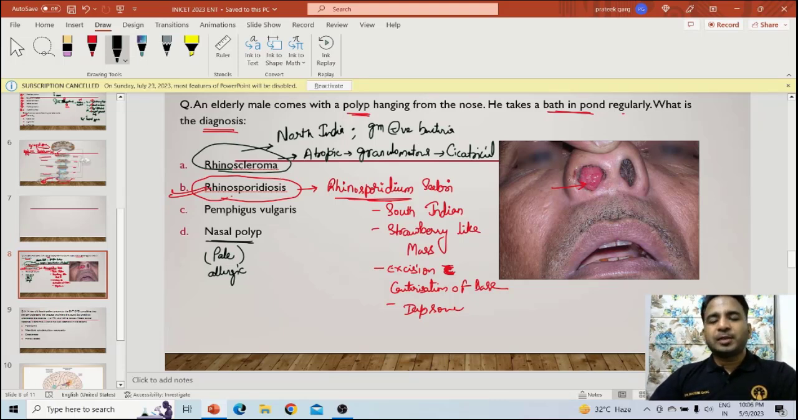So the correct answer by looking at this picture is rhinosporidiosis, and the clue which the examiner is giving is the taking of a bath in the pond, with a strawberry-like mass with whitish dots over it, which is suggestive of rhinosporidiosis.